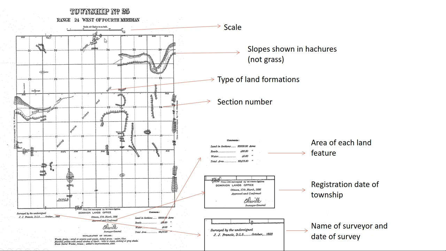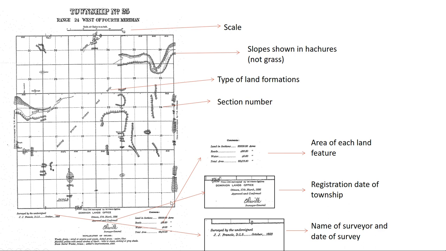It has specific values to it, so you would have to do any conversions with it if you plan on doing any math. And then we have a scale bar for that general quick knowledge of what the size would be. Now as we go down, we see hachures. That is not grass, it is hachures. So we're showing slopes, so it always shows the slope of the ground. We also see different kinds of land formations. So we have rolling prairie, broken, and hilly. And then we have section numbers.